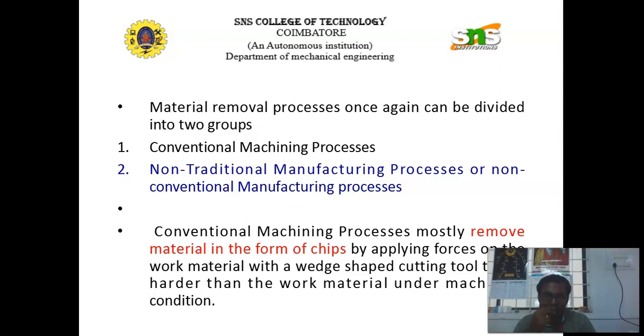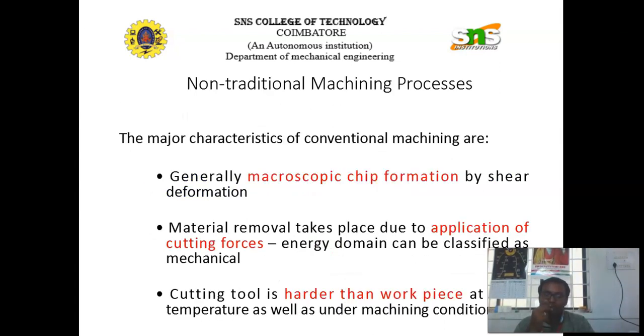In the case of conventional machining process, as we have already discussed, the workpiece material hardness should be lesser than that of the tool material. That means the tool hardness should be greater than that of the workpiece material, so that the material can be removed without any parts being affected.